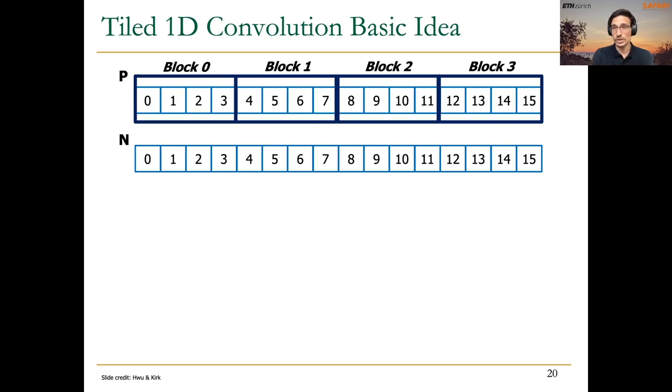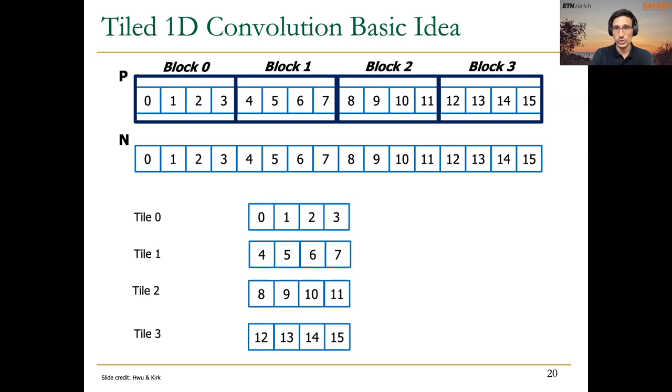Now think about what's the tile that each of the thread blocks needs to use to compute the output elements, the elements of P. For block zero, we would use this tile zero. For block one, we would compute on this tile one, from element four to element seven. For block two, from element eight to element 11.